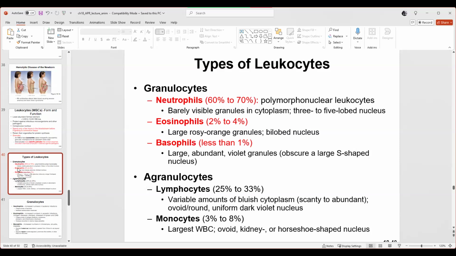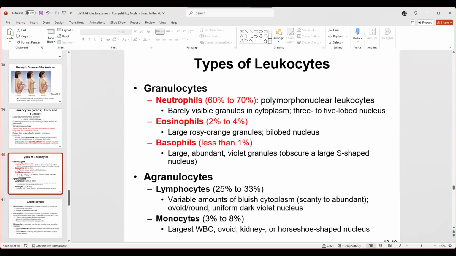And what does a differential mean? That means how much of that 5 to 10,000 are neutrophils? How much of it are eosinophils? I'm not quite worried about basophils because they're so small anyways. How much of these are lymphocytes? How much of these are monocytes or macrophages?